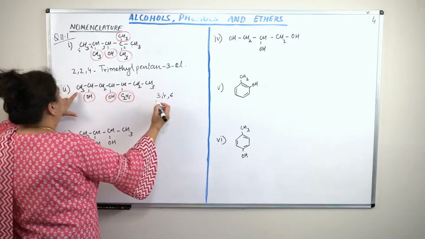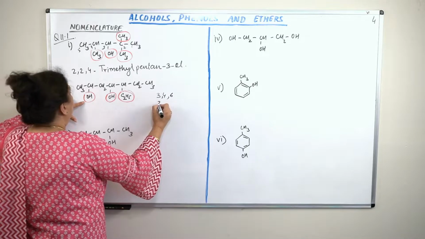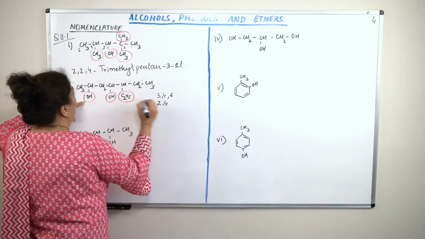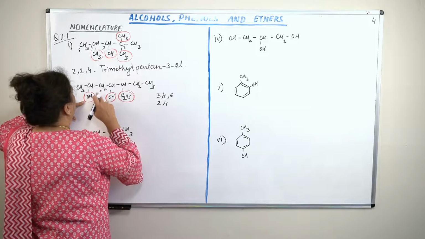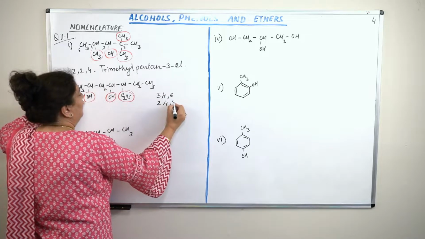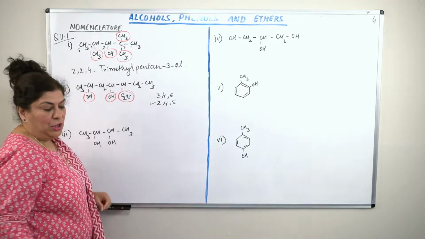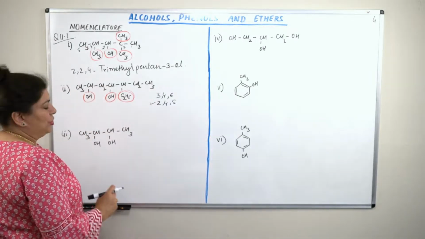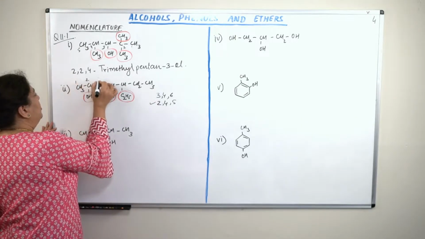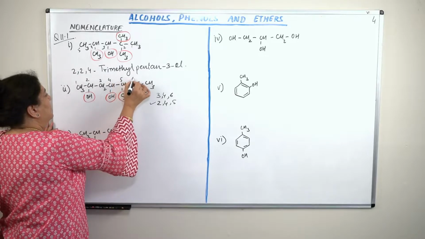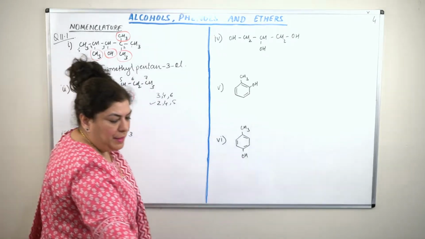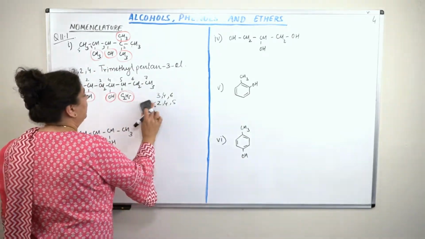And if I count from this direction, my locants will be 2, 4, 5, which is smaller, obviously this one. So my counting will be from this direction. So this is carbon 1, carbon 2, carbon 3, carbon 4, carbon 5, carbon 6, carbon 7. And let us now name it.